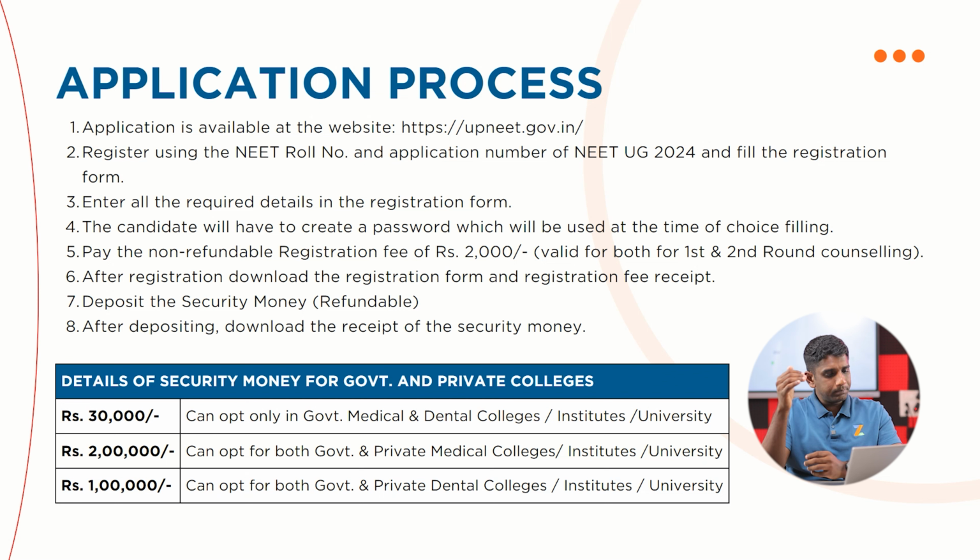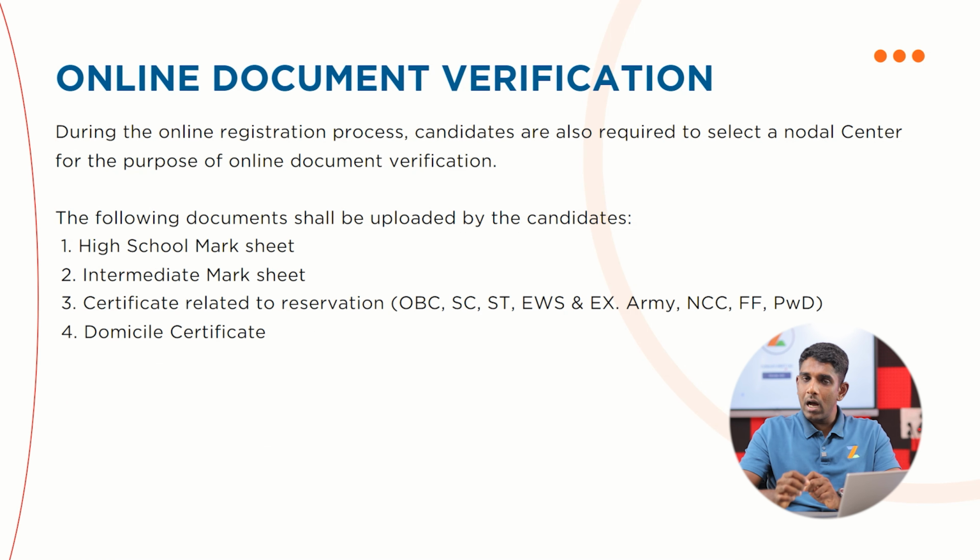The security details are given below. For government colleges, the security amount is 30,000 rupees. If you are interested to apply to both government and private colleges, then it is 2 lakh rupees. If you are interested to apply only for dental colleges, government and private, then it is 1 lakh. After this application process is done, you will have your filled-in application form, and you will be able to print out the application.